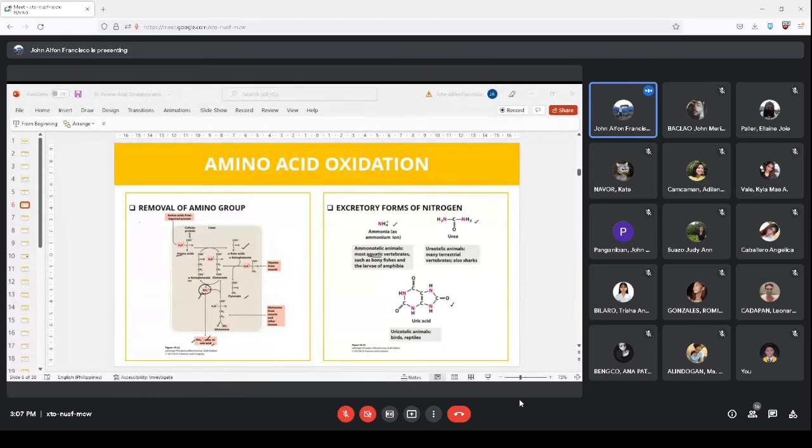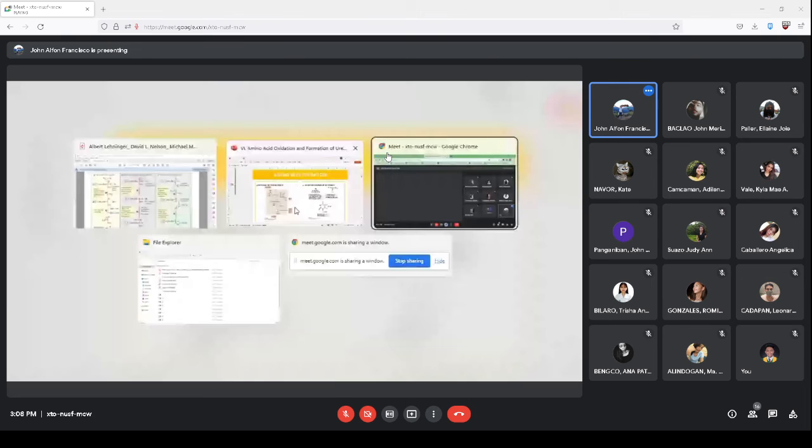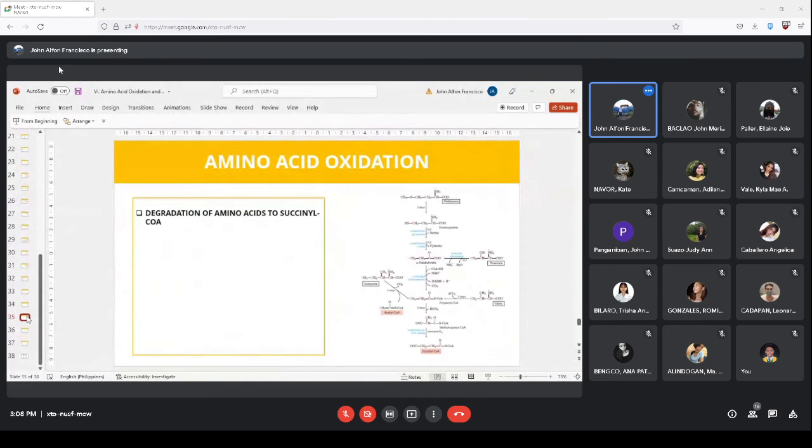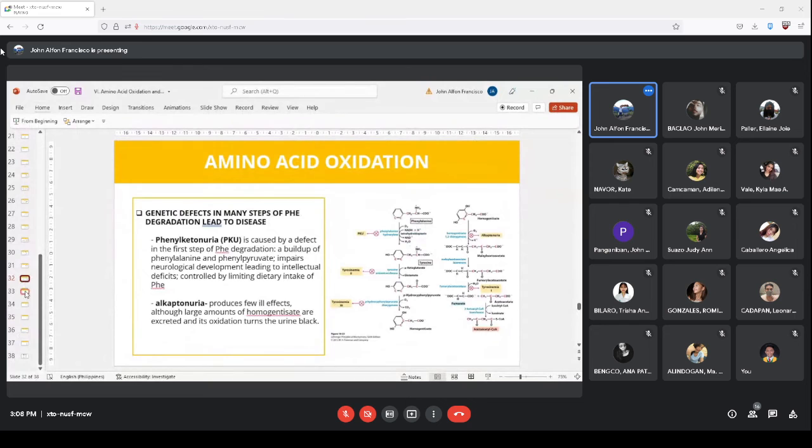May ilalagay lang ako dito sa lecture slide. Kita. Ano ba yan? Visualize. Okay, hindi ko siya malalagay. Okay.